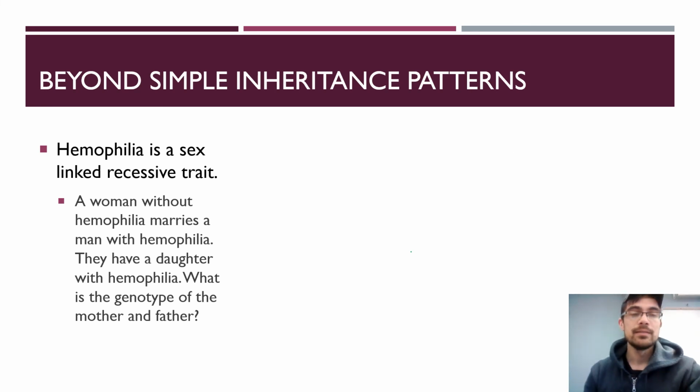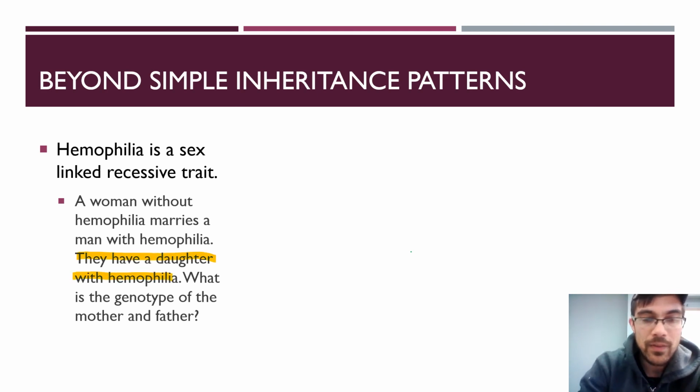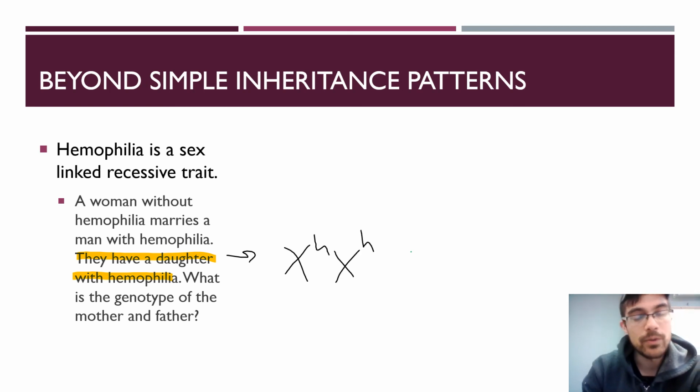Last one says, again working with hemophilia, a woman without hemophilia marries a man with hemophilia. They have a daughter who does have hemophilia. What is the genotype of the mother and father? Okay, so first things first, they got a daughter who has hemophilia. That means this child is this. Okay, this is one where you don't really necessarily have to make the Punnett square. We can just work this out logically speaking.